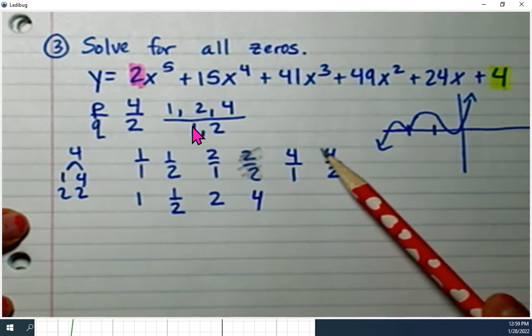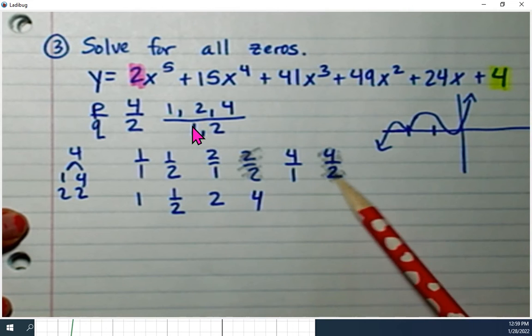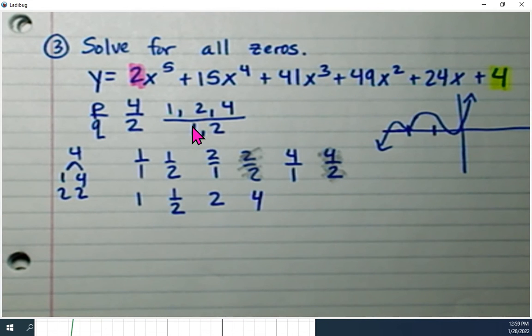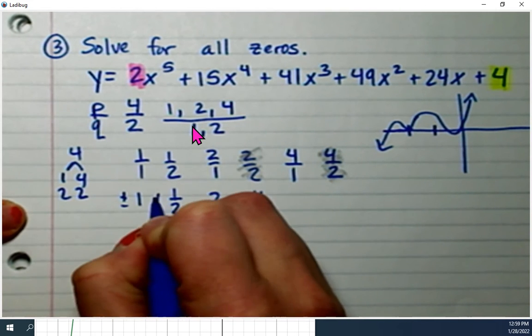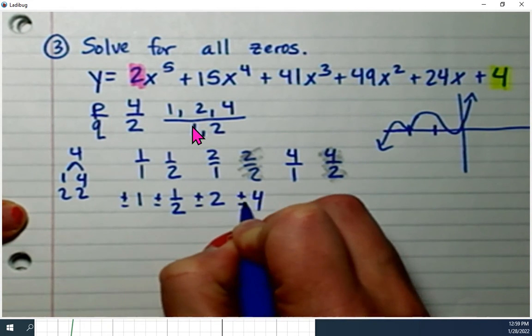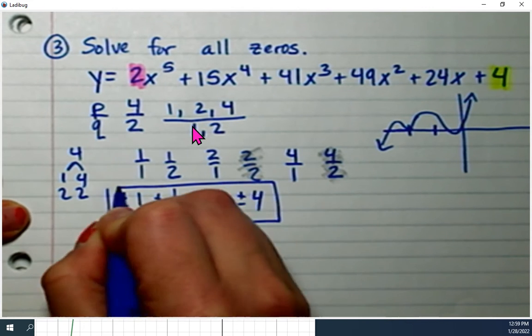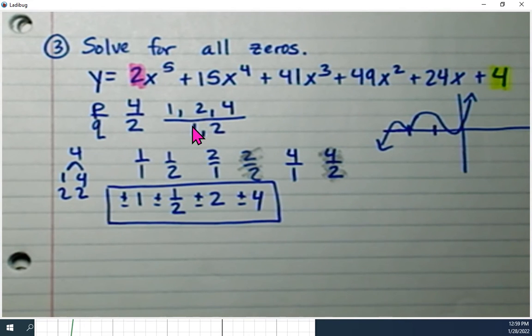And 4 over 2 reduces to 2. So I'm not going to rewrite it. This is my list. I have 8 potential PQ numbers. Okay, guys, based on the graph, you need to circle what you think is going to work.